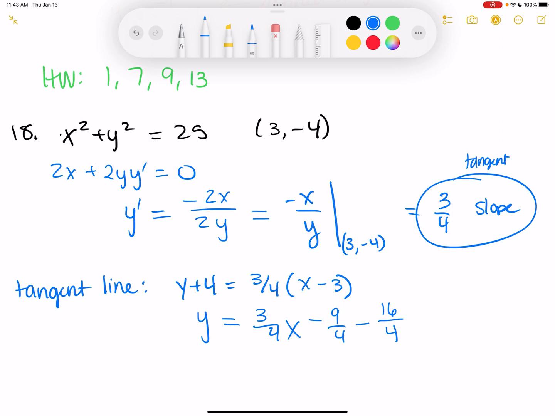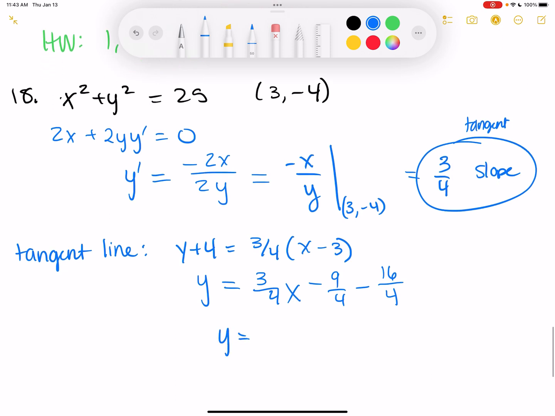16/4. So y equals 3/4 x minus 25 over 4. So this one is your tangent line.